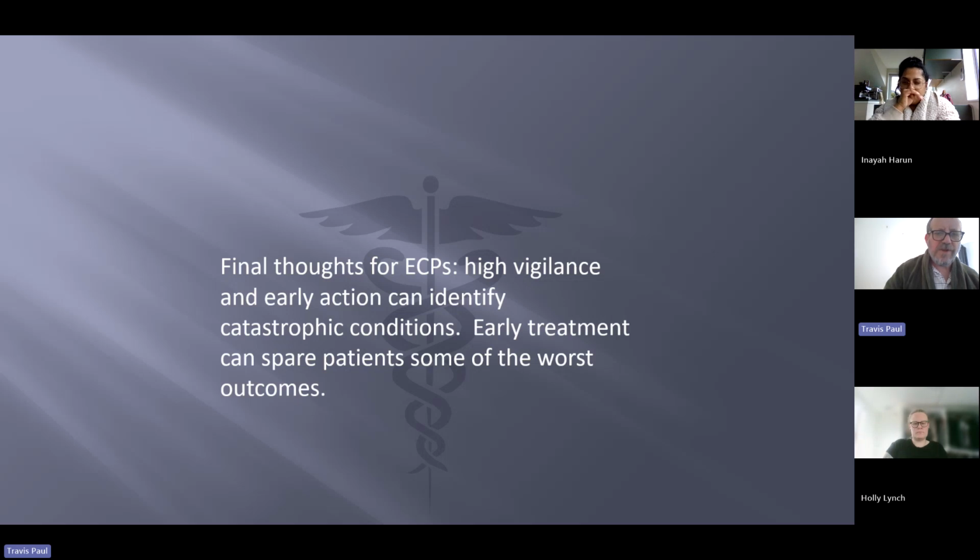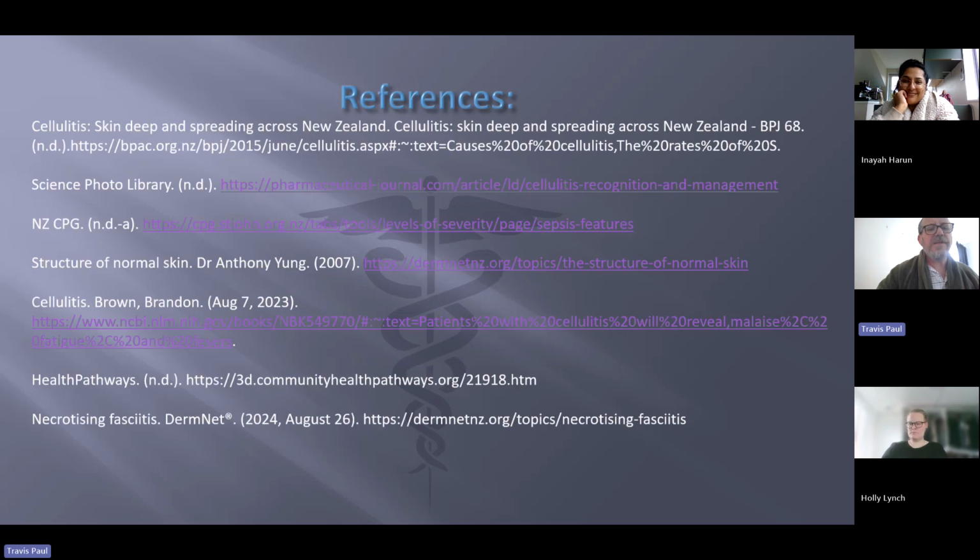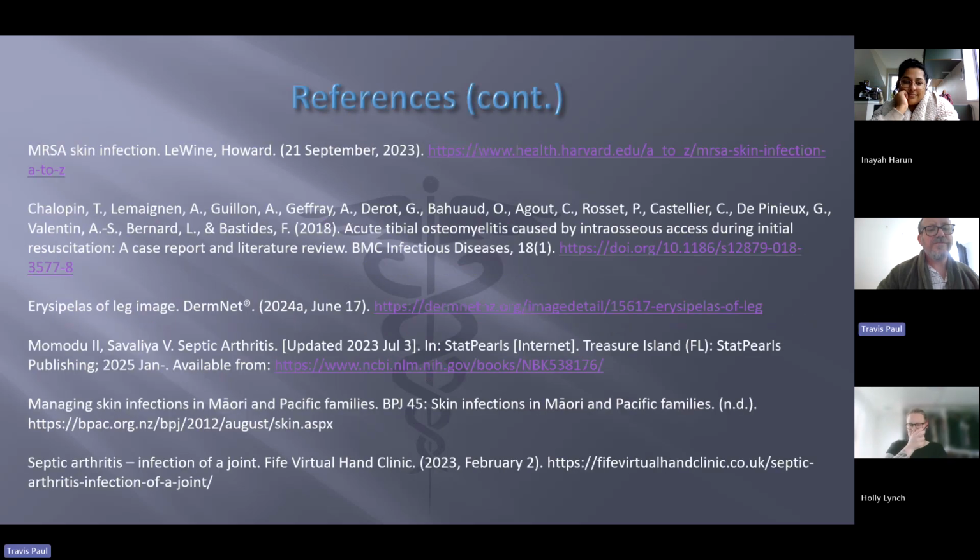Final thoughts. High vigilance and early action can identify catastrophic conditions. Early treatment can spare patients some of the worst outcomes. Some of these infections, especially necrotizing fasciitis, can be deadly. Septic arthritis can ruin mobility. Osteomyelitis can lead to amputations in the future. These are not patients you would want to leave in the community and have those bad outcomes be because of your advice. We have our references here, and that's it.